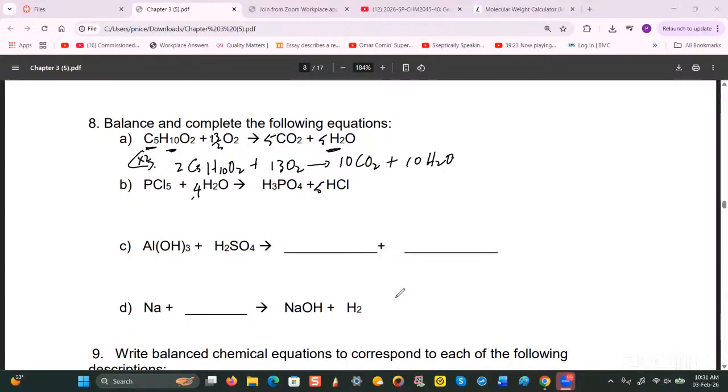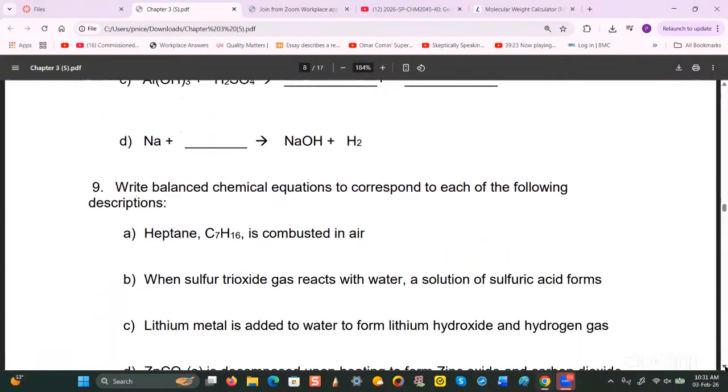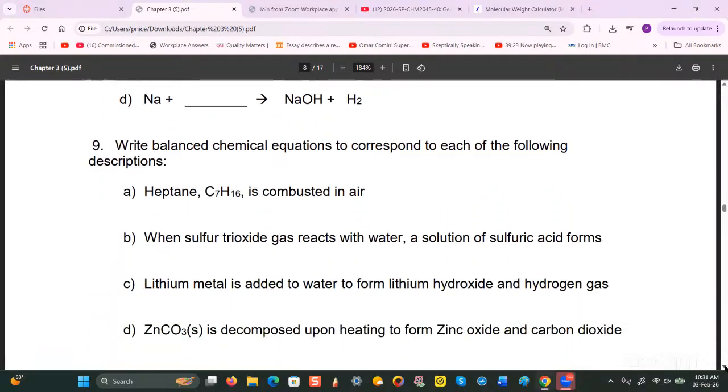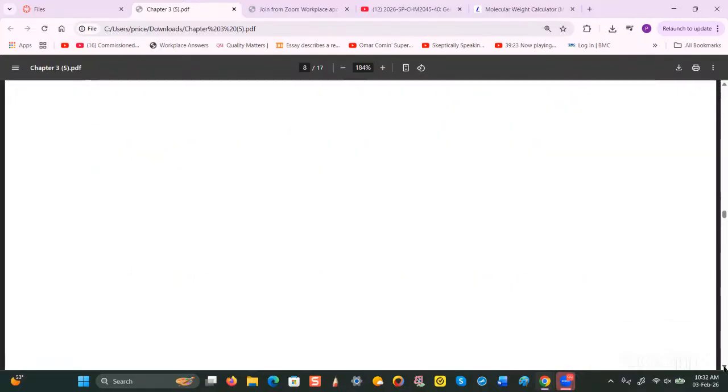Okay, so that's basically how that is done. All right, in the interest of time, I'm gonna leave the others for you to do as well. I want to get through as much of this as possible, so I'm gonna leave 8, C and D for you to do. And number 9 as well. Again, number 9 deals with balancing equations. In this case, they're asking to balance the equations based on the word descriptions that they gave, all right? So you should be able to do those as well.